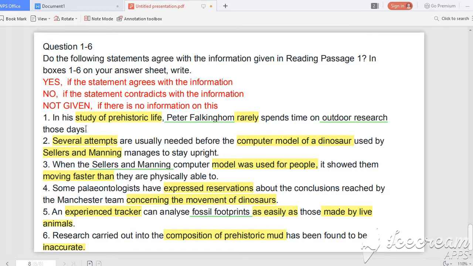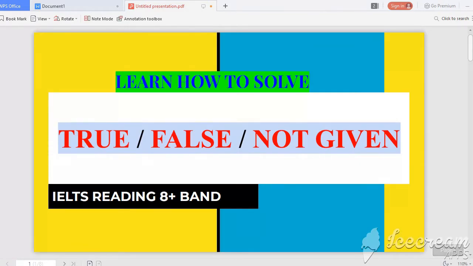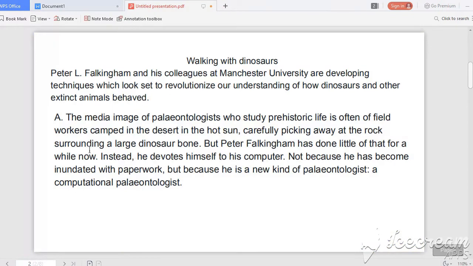For the first question, we need to look for Peter Flankingham, study of prehistoric life, rarely, and outdoor research. So let's try to read the passage. We should start passage reading by reading the headline. The heading of this passage is Walking with Dinosaurs. Let's start reading. Peter Frankingham and his colleagues at Manchester University are developing techniques which look set to revolutionize our understanding of how dinosaurs and other extinct animals behaved.